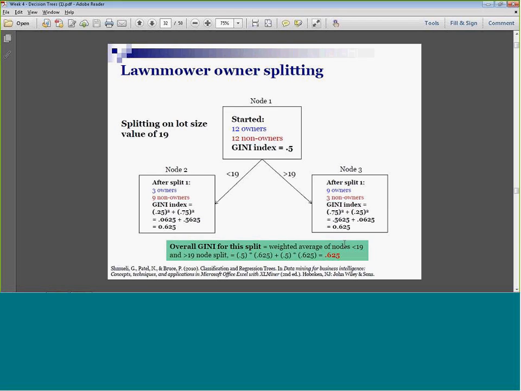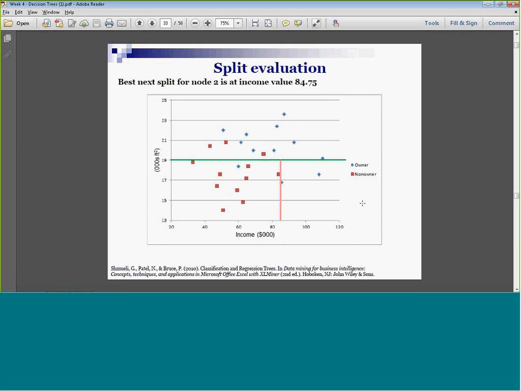So our Gini index started at 0.5, a 50-50 guess. We now know that if you have a lot size less than 19, we're pretty confident that you don't have a riding mower. If you have a lot size greater than 19, we're pretty confident you do. What if we want to split again? We do the same thing.